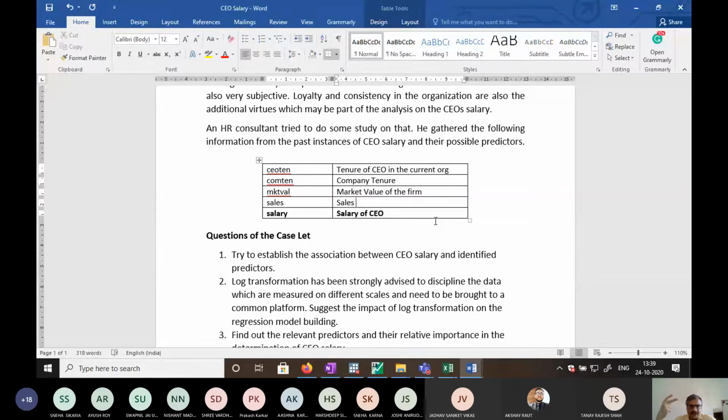Then you are having first 2 variables. First variable in the list is CO10, it means tenure of the CEO in the firm. And then next is tenure of that person in the company.